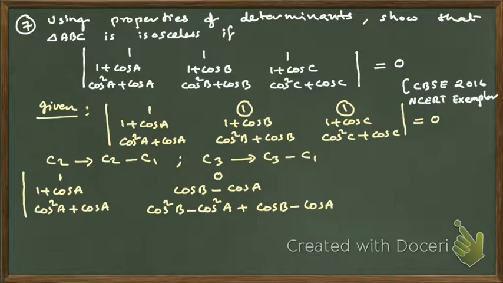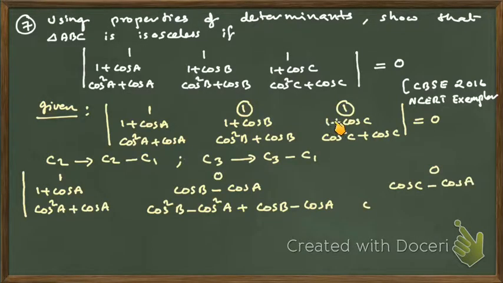And when you subtract, always make sure that you subtract similar kind of terms together. So I have a cos square B here minus cos square A, plus I have a cos B here minus cos A. So cos square B minus cos square A plus cos B minus cos A. And when you go to C3 minus C1, 1 minus 1 will be 0. So first element is 0.